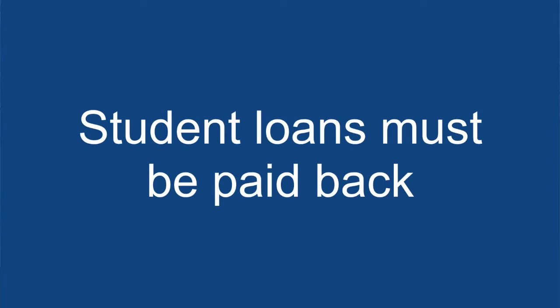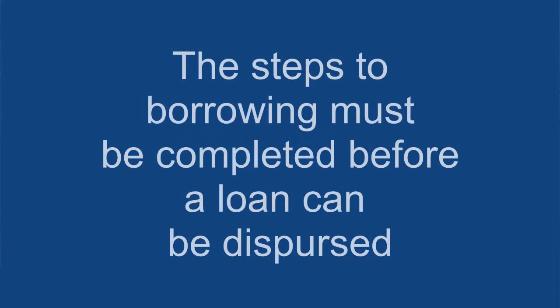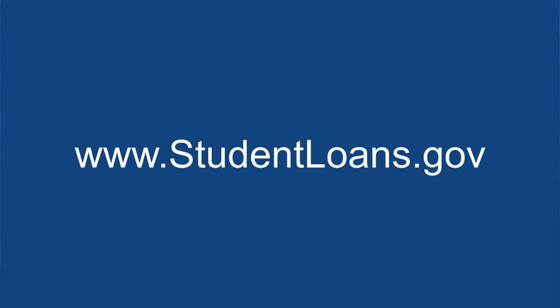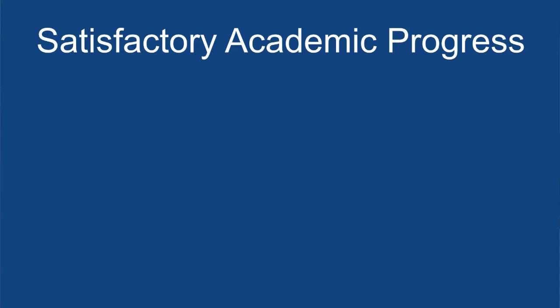It is important to remember that student loans must be paid back, and the steps to borrowing must be completed before a loan can be disbursed. You can find more information about this process on the website www.studentloans.gov. All students receiving federal financial aid will have to meet Satisfactory Academic Progress, or SAP, which outlines 3 main responsibilities for students receiving financial aid.